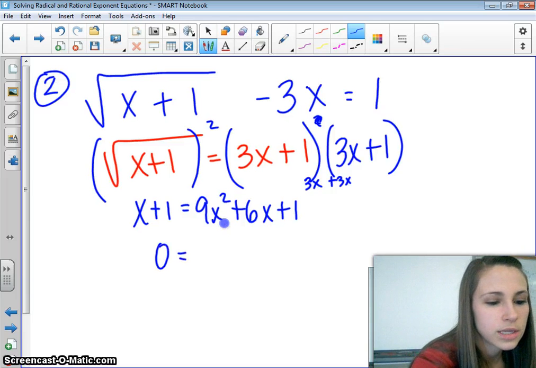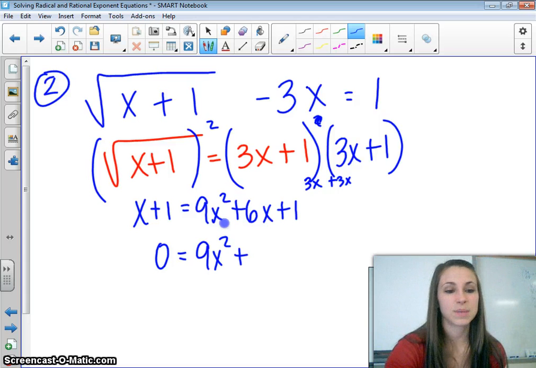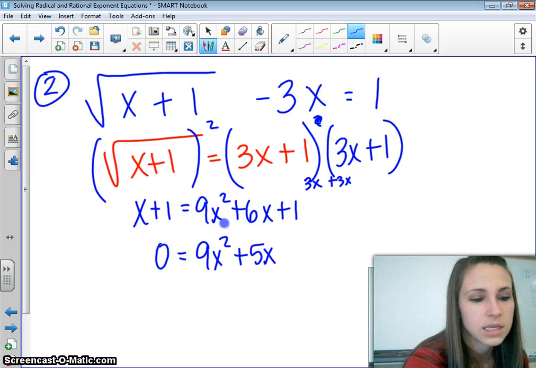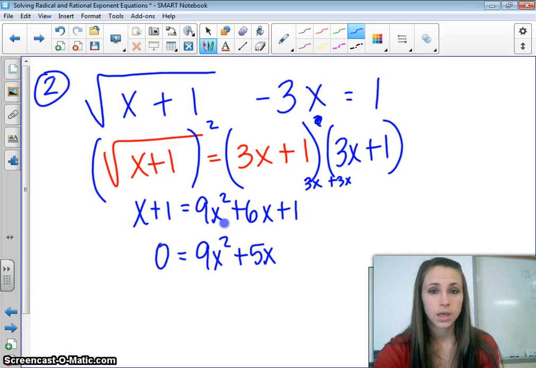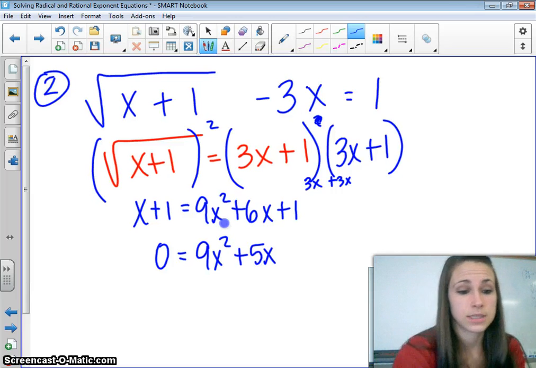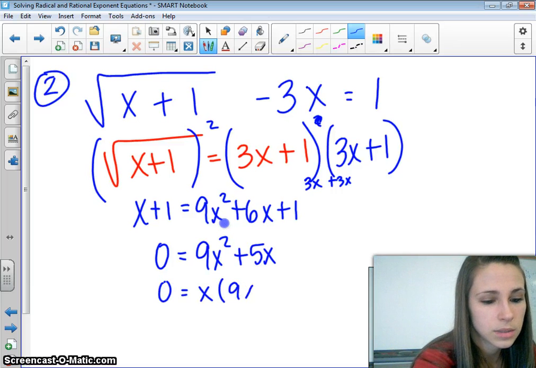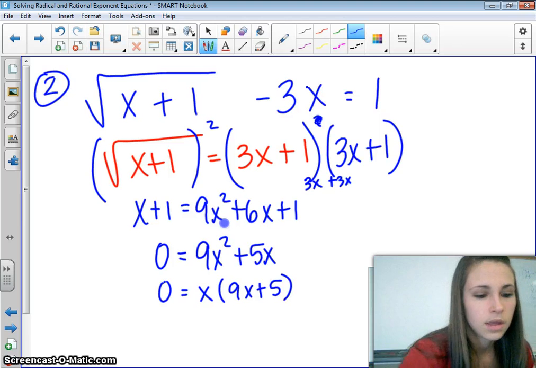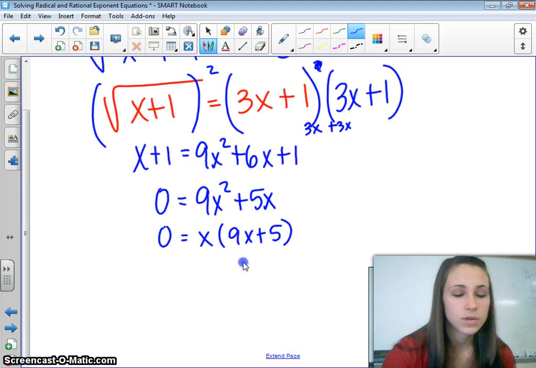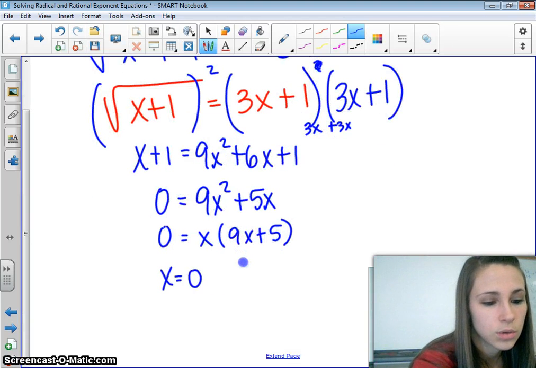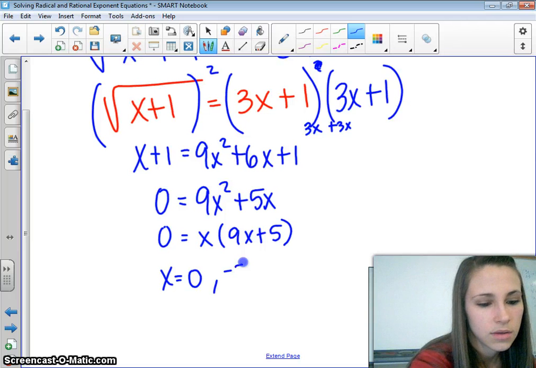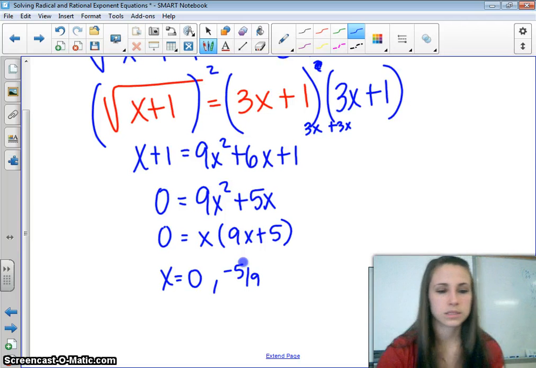So when I subtract this over, this is going to be 9x squared plus 6x minus x is going to give me 5x, and then 1 minus 1 gives me 0, so that's just going to cancel out. And so then I'm going to factor out a GCF. So GCF here is going to be x. That's going to be x times 9x plus 5. And so then when I set both of those equal to 0, x equals 0 and negative 5/9.